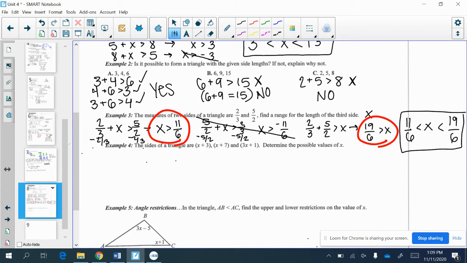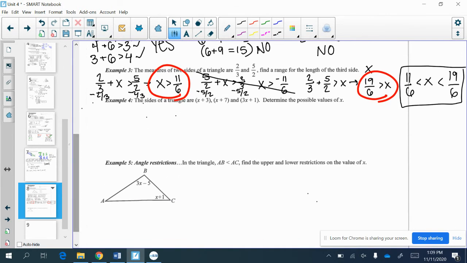Okay. Then the sides of the triangle are x plus 3, x plus 7, and 3x plus 1. Determine the possible values of x. All right, so I'm going to split this up, and to kind of help us a little bit, I'm going to label this. So this is side A, side B, and side C. So my first inequality, I'm going to take A plus B, and that has to be greater than C. So A is x plus 3 plus B, so x plus 7, has to be greater than 3x plus 1.